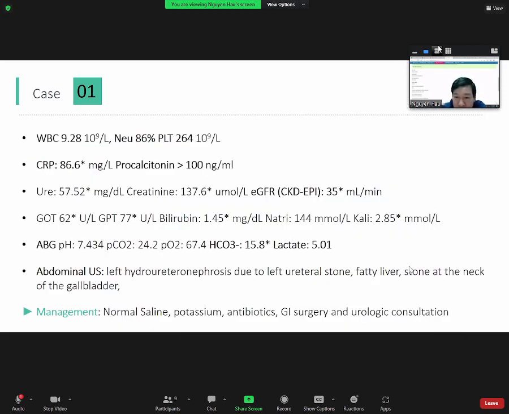Management in our departments: normal saline, potassium, antibiotics, GI surgery, and urologist consultation.